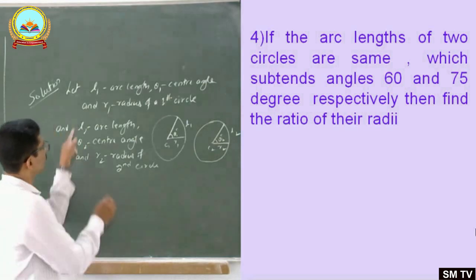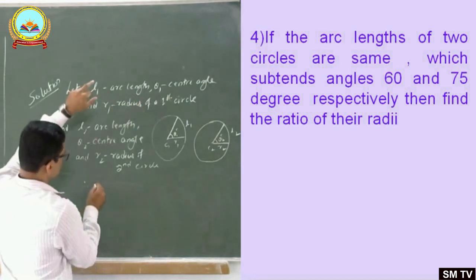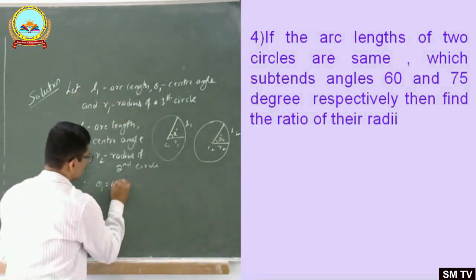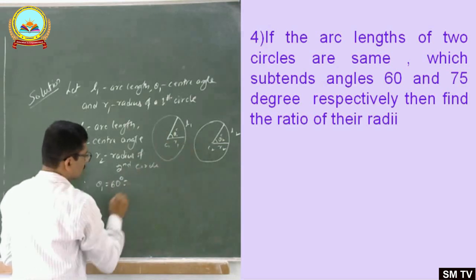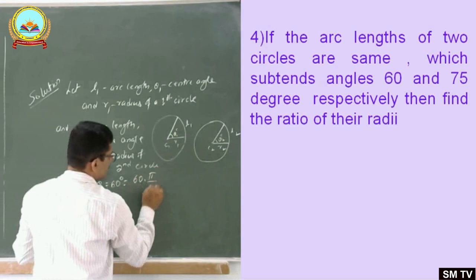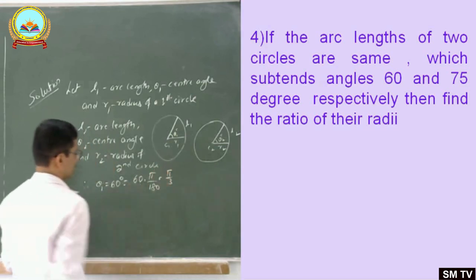Given that, what is given? Theta 1 is the center angle of the first circle, given as 60 degrees. 60 degrees in radian measure: theta is multiplied by pi divided by 180. You get its value is equal to pi divided by 3.